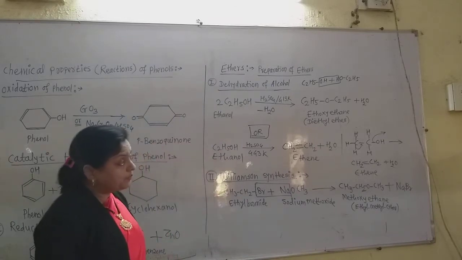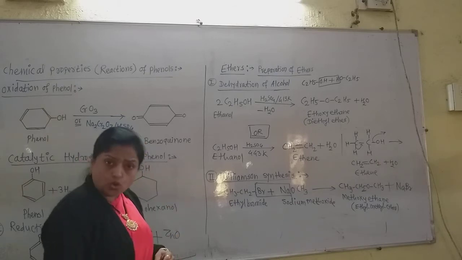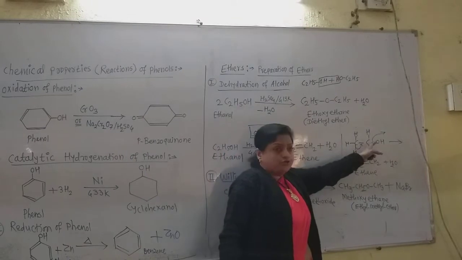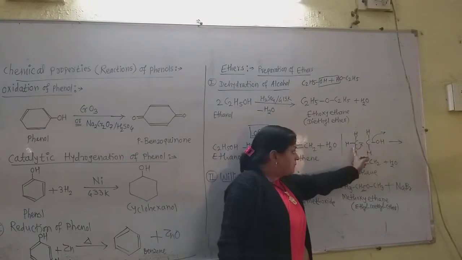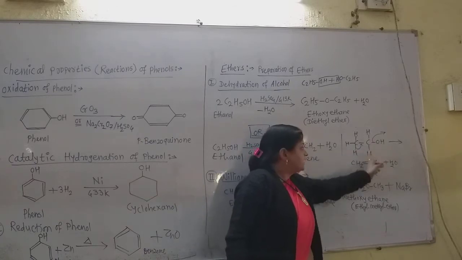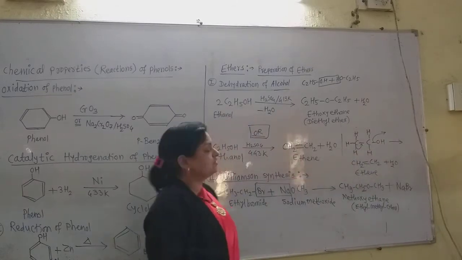How is ethene obtained? From the adjacent carbon of this alcohol, the carbon which has the OH group, its neighboring carbon gives the hydrogen, and the OH group on that carbon gets removed, and this OH and H form the water, and here is the double bond. In this way ethene is formed.